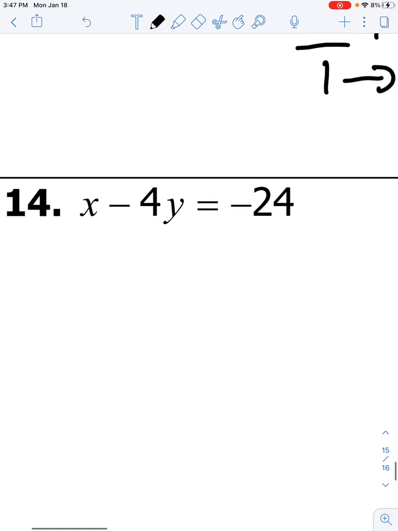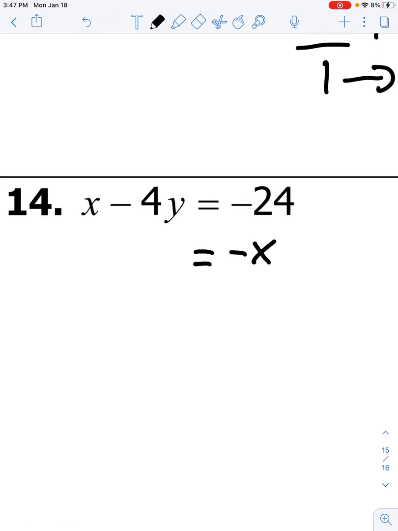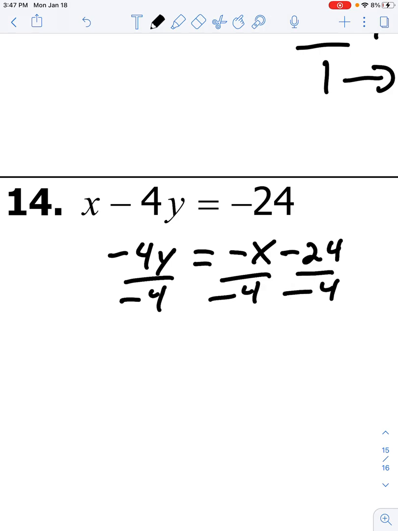Number 14, same process, okay? Step 1, take the x, move it to the other side, and change the sign. Step number 2, drop your y down and drop your number down. Step number 3, divide all the way across. So you get y equals negative over negative is a positive. That's technically a 1 in front of there. So your fraction is 1 over 4x.